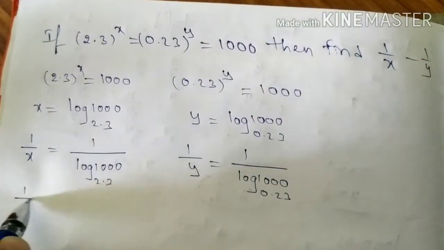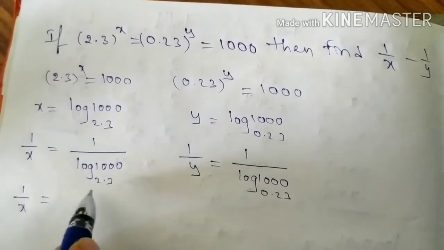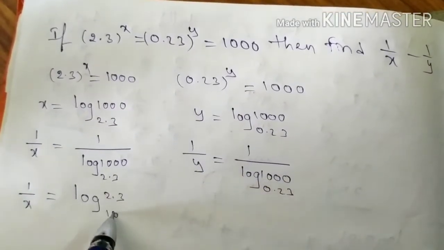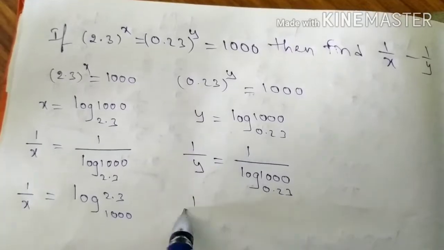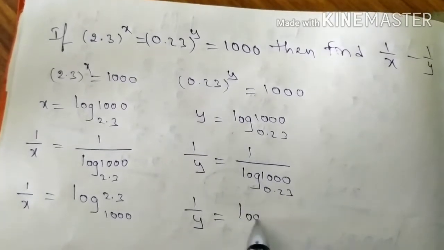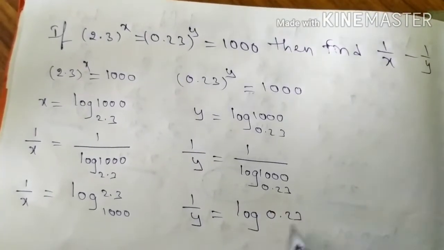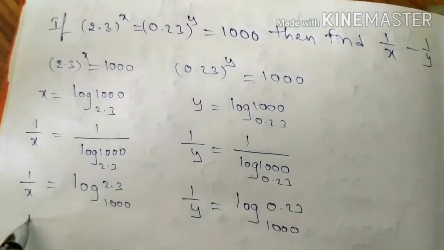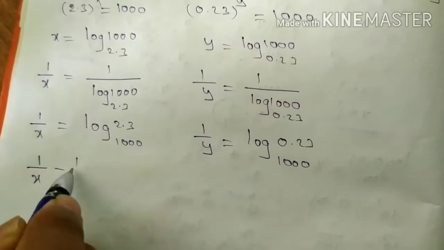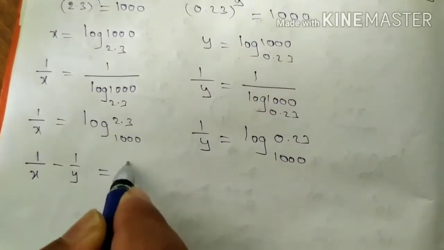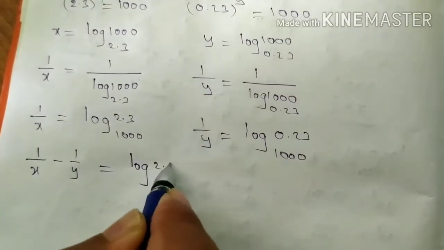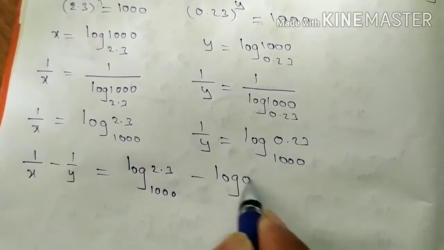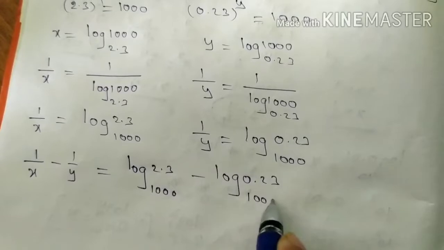Now 1 by x is equal to, according to the formula, these two interchange. Log 2.3 to the base 1000. Here 1 by y, log 0.23 to the base 1000. Now we need 1 by x minus 1 by y. So 1 by x value log 2.3 to the base 1000 minus log 0.23 to the base 1000.